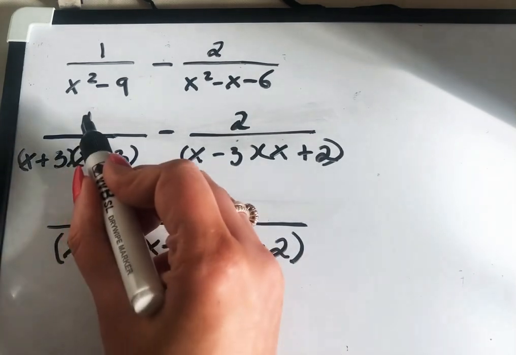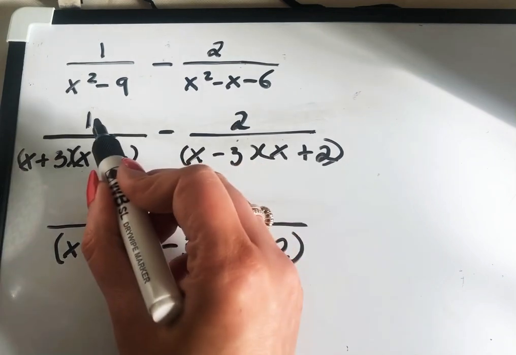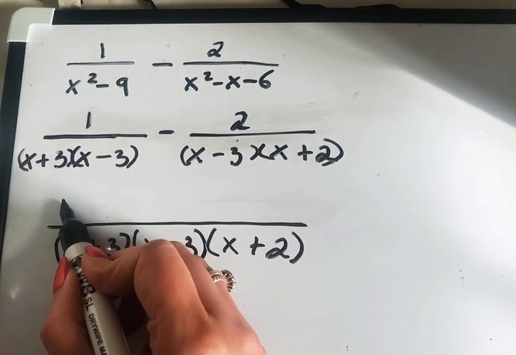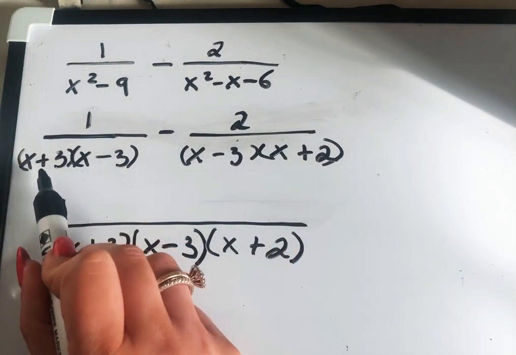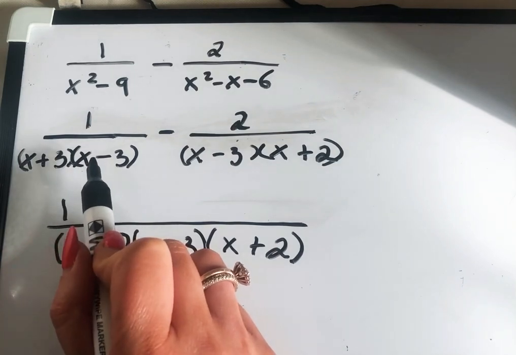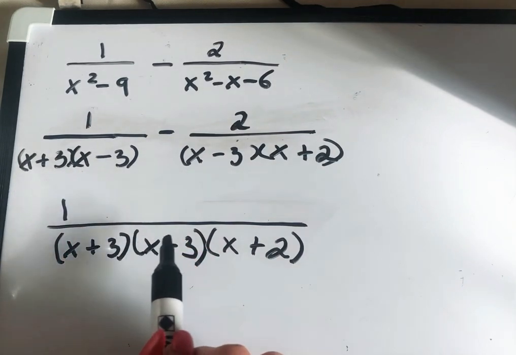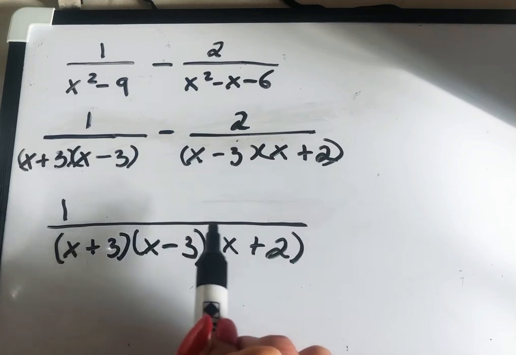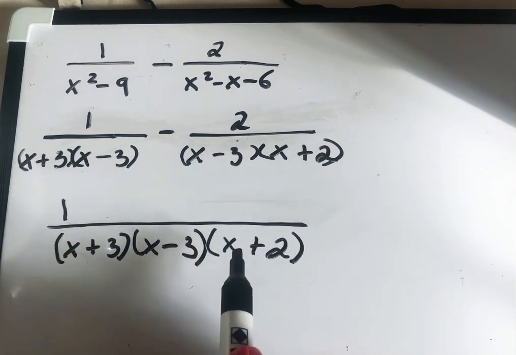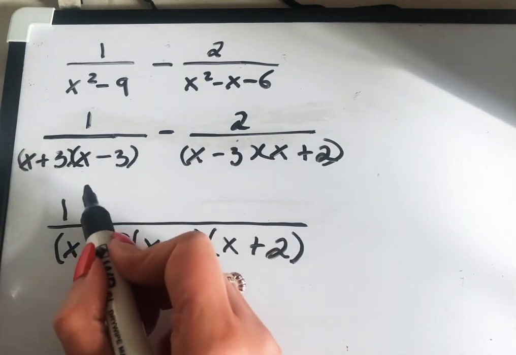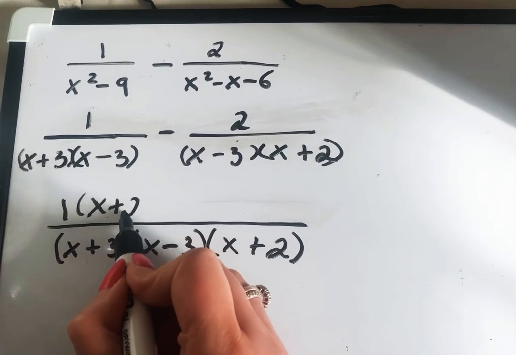We now have to sort out our numerator. So here is our 1. So we write down the 1. Because we've got x plus 3 and x negative 3 down here, we simply do not write this down. We write down the one that is not there on the denominator. So it's x plus 2.